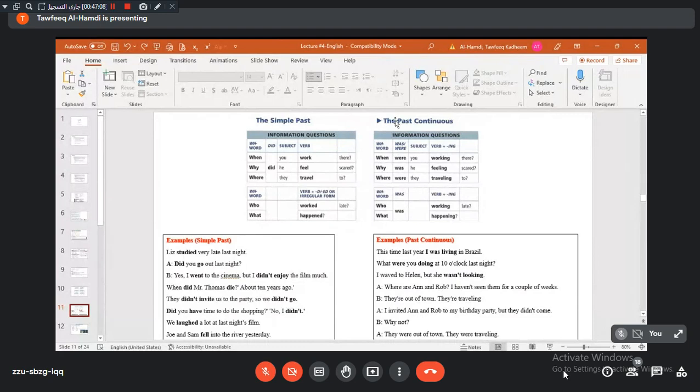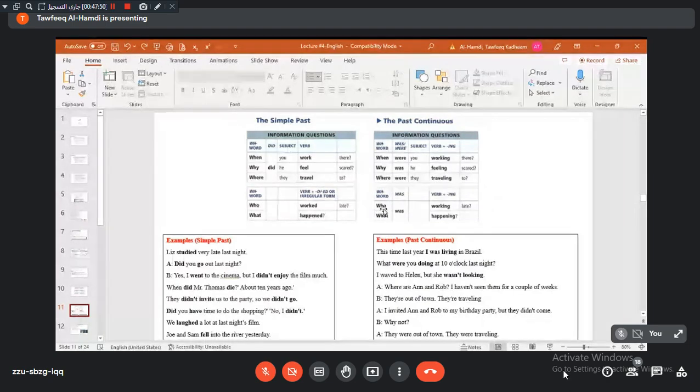To make information questions using the past continuous, I can say, for example, when were you working there? Why was he feeling scared? Where were they traveling to? Or I can also ask about the subject or an event in the past. I can also use the past continuous. For example, I can say, who was working late? What was happening?